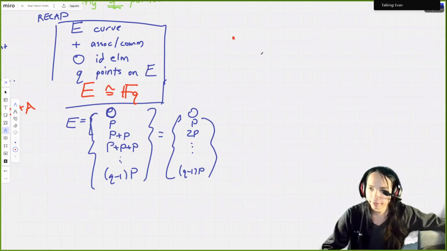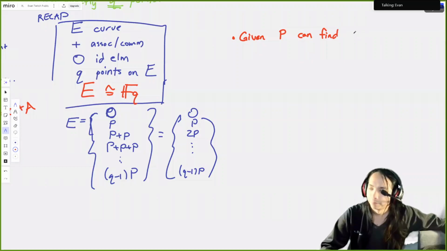So one thing is that if I have P, you can find, let's say, what is a number that isn't too big? Let's say 100. You can find 100P with fewer than 100 addition operations.